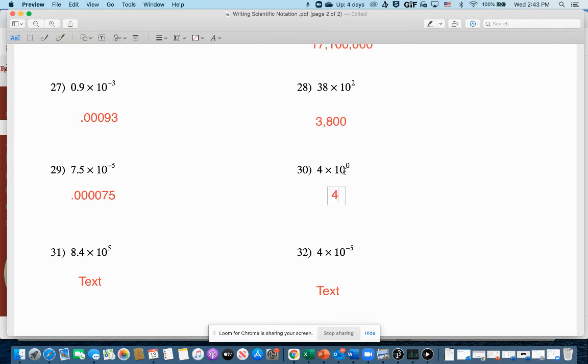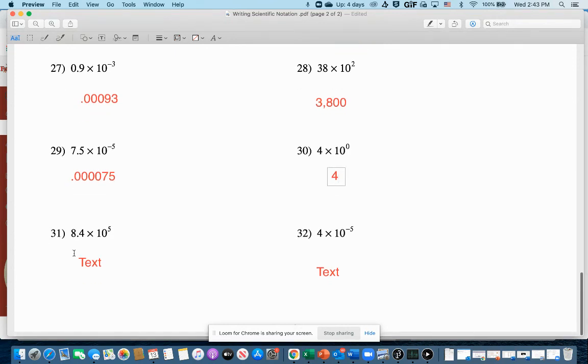4 times 10 to the 0th. Well, how many times do I move it? None. So just 4. Nice and simple. 8.4 times 10 to the 5th. So positive, it should get bigger. So 1 over the 4, and then 2, 3, 4, 5. That should be 840,000 right there.